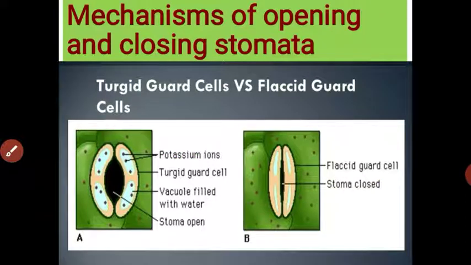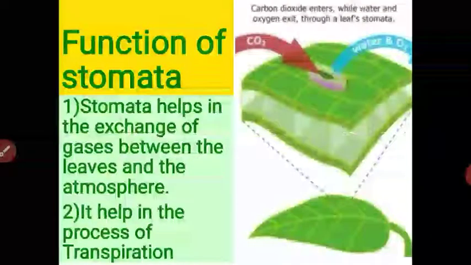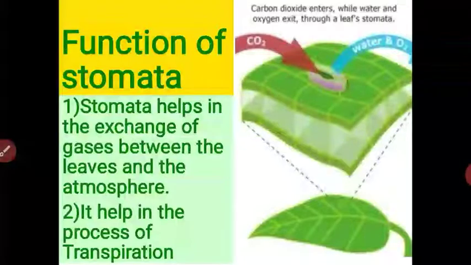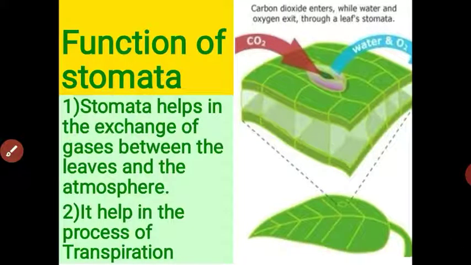What is the mechanism of opening and closing of stomata? Let us see the main function of stomata. I told you stomata is the mouth of the leaf. With the help of stomata, the plant exchanges gases. The plant can take carbon dioxide from the atmosphere into the leaf and throw out water and oxygen from the leaf to the atmosphere.